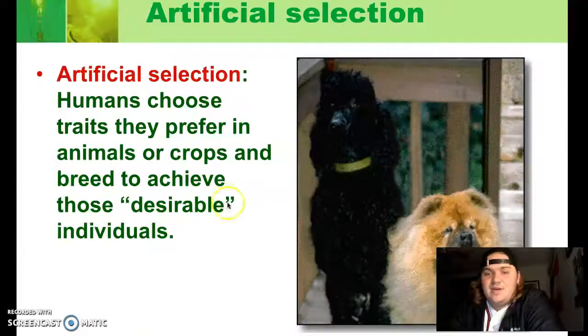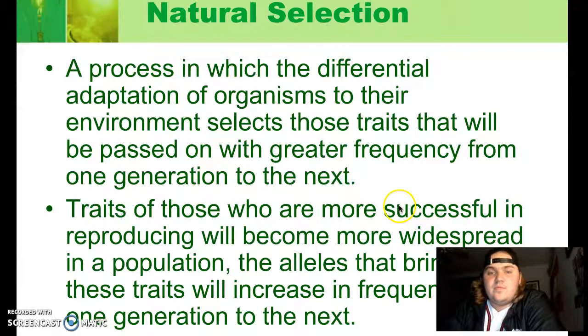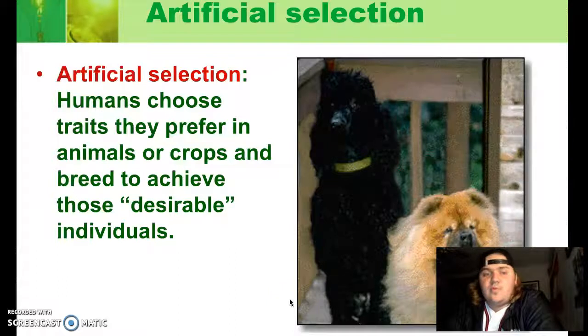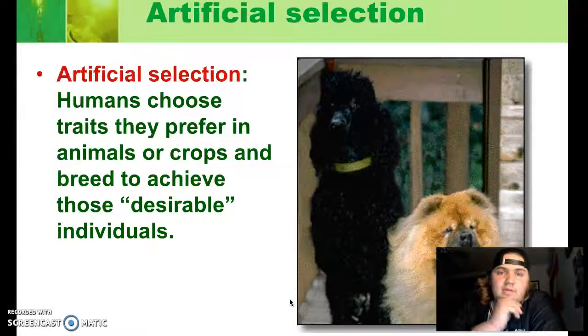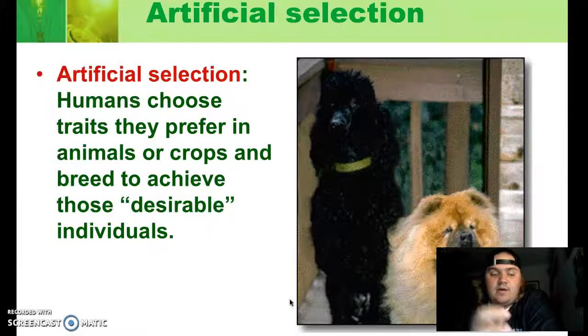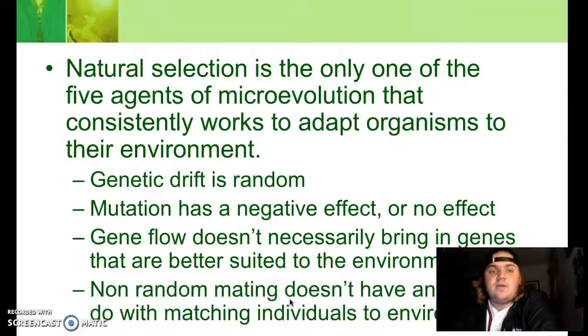Artificial selection. This is where humans come into play. We choose the traits that we prefer in animals or crops and whatever's desirable. Mainly, the one I can think of is dogs. Whenever you go to either a pound or a breeder, you're going to look at the dog and you're not going to want the runt. You want the best, the strongest, the most fit looking dog.